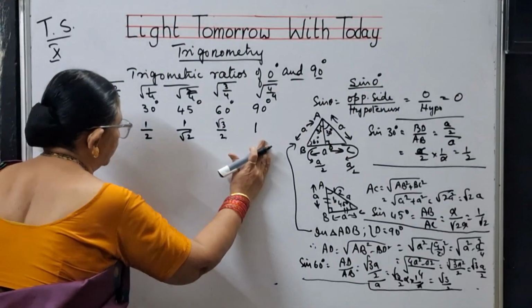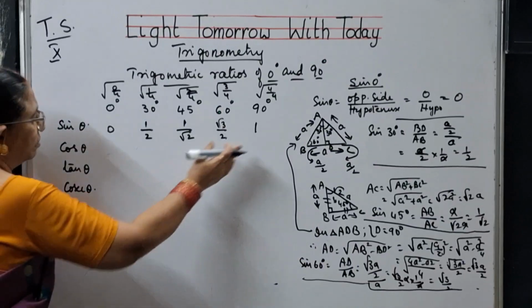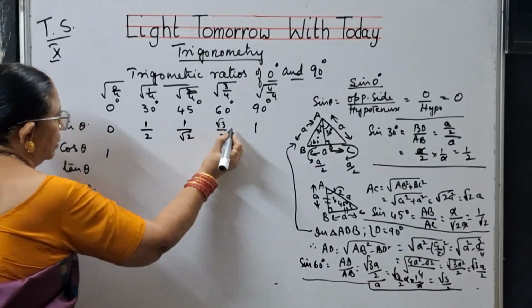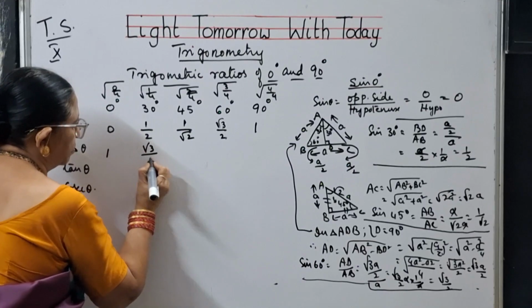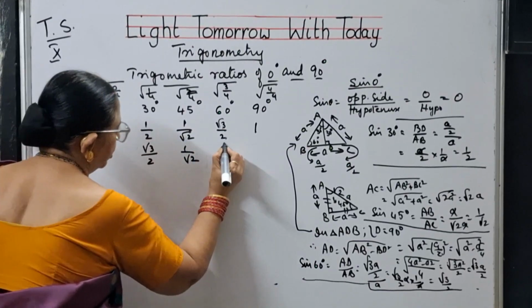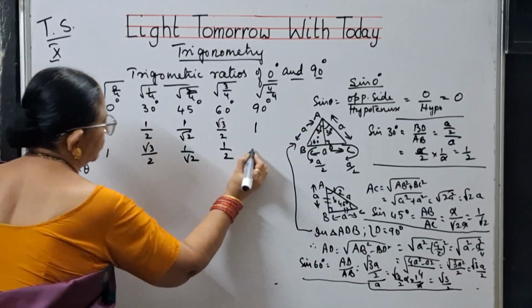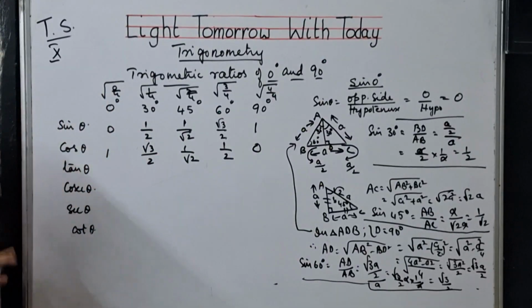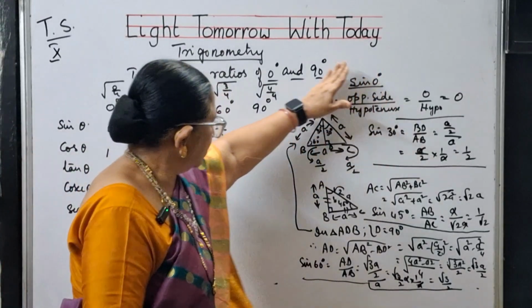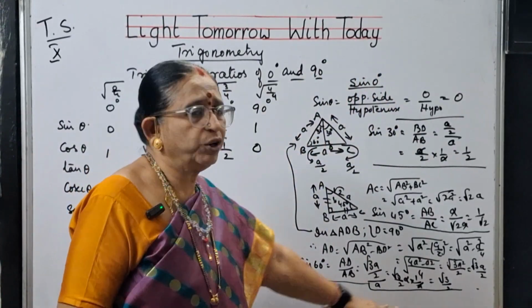See, if you know the sine theta values, cos theta is quite opposite to this, meaning this 1 comes here, this root 3 by 2 comes here, 1 by root 2 will be 1 by root 2 only, 1 by 2 will come here and 0 will come here. So cos theta I have finished. No other calculation, children. Only this calculation you should remember.